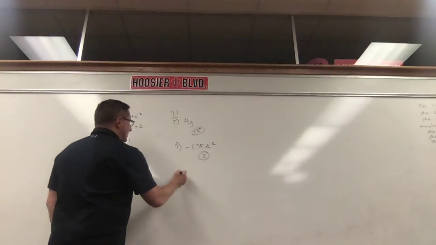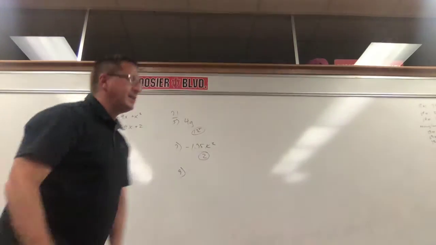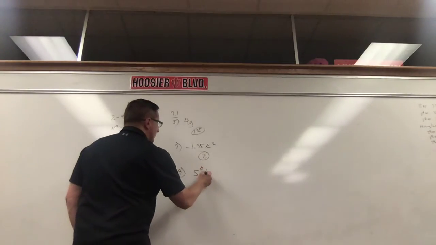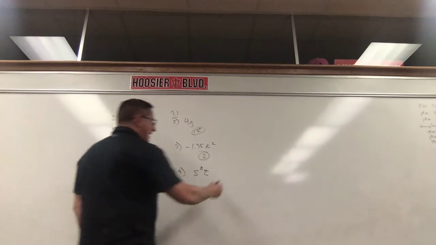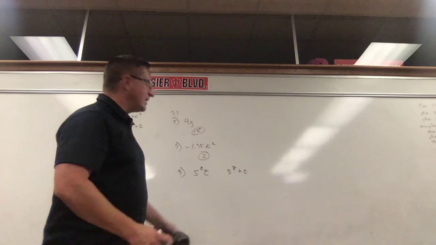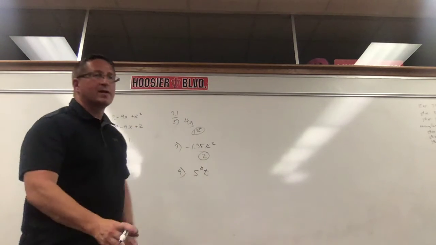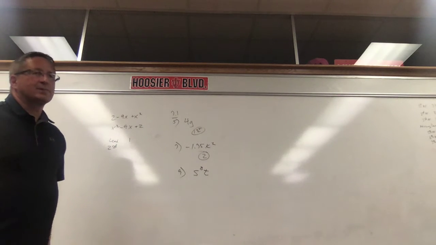If I gave you something such as this, okay? They give you s to the 8th, then t. There's only one term here, okay? Remember, terms are separated by pluses and minuses. If it was s to the 8th plus t, that'd be two terms. But it's not s to the 8th plus t, it's just s to the 8th t. There's only one term there, okay? You might be tempted to say the degree is 8. That's the highest exponent, okay?